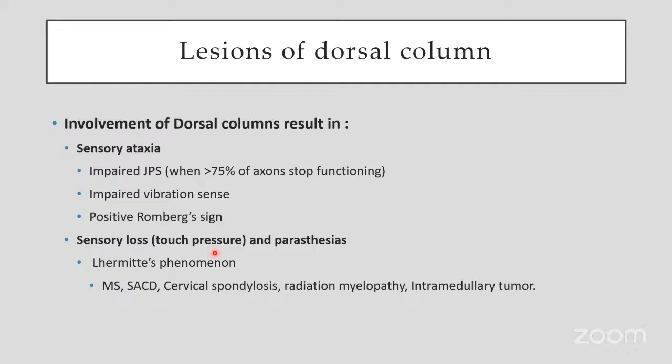Because of dorsal column involvement, Lhermitte's phenomenon can also occur, which is, on anterior flexion of the neck, the patient has an electric shock-like sensation passing from the neck downward towards the spine. This can be seen in multiple sclerosis, SACD, cervical spondylosis, radiation myelopathy, and intramedullary tumors.